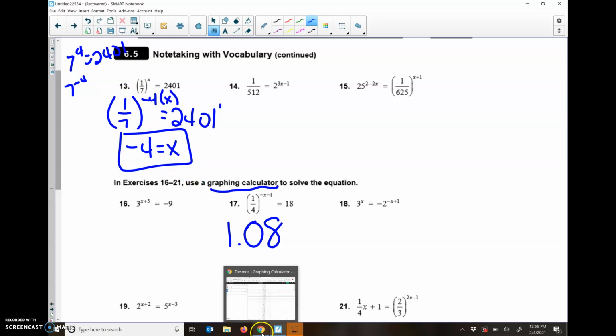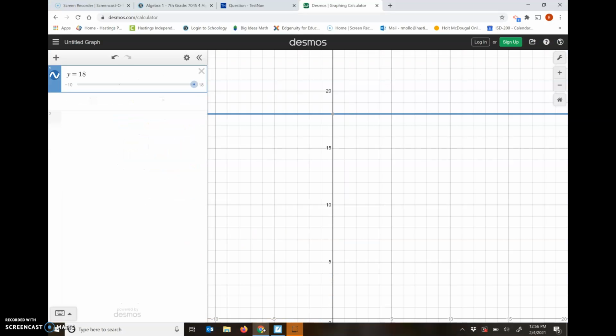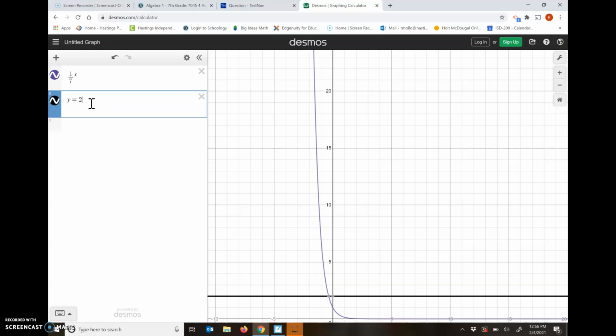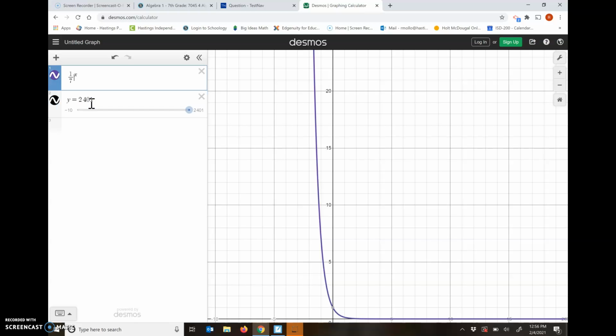So let me try this one and see if it's even possible. I mean, I know it's possible, but let's see if it's even faster. So I'll show you the 1/7 raised to the x power, and y equals 2,401. So for some of these, it's not even going to be any faster.